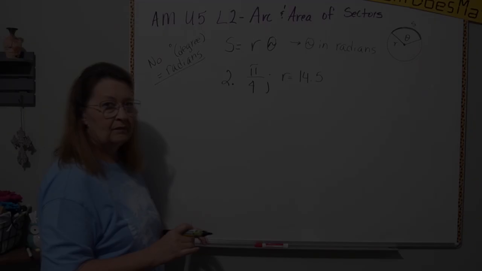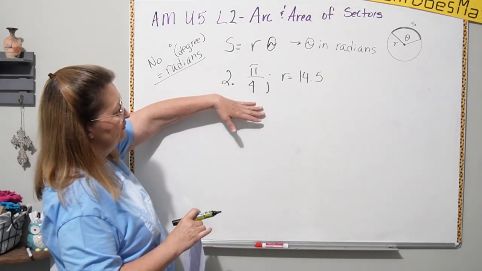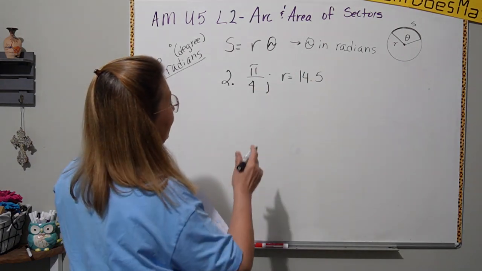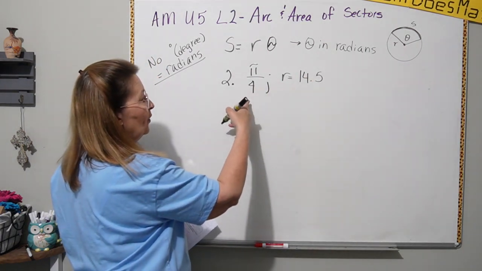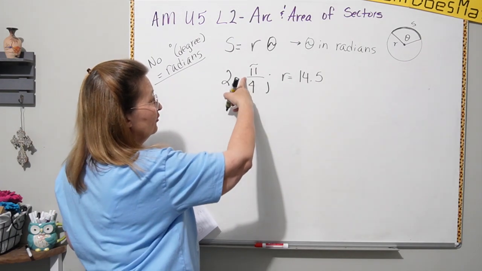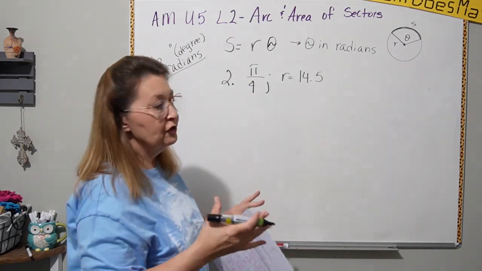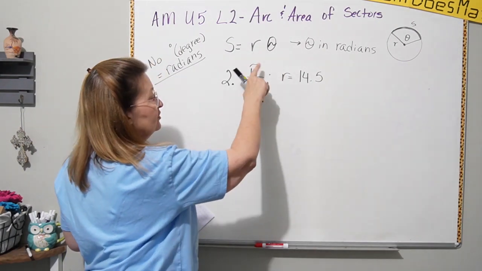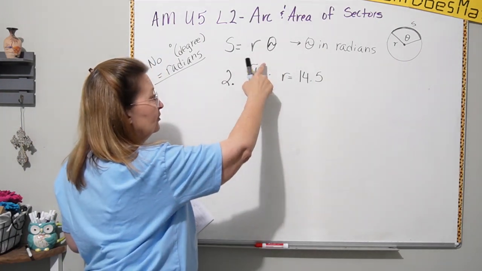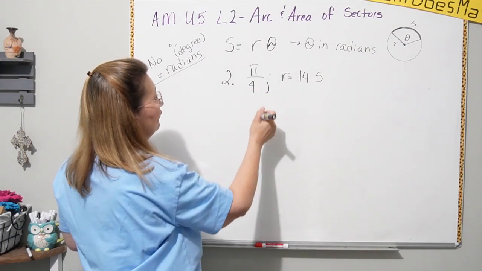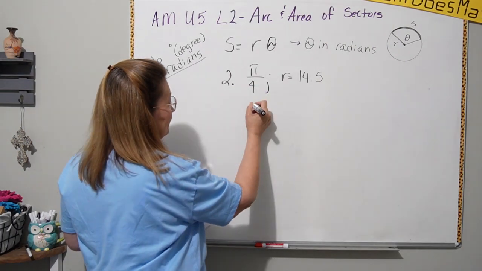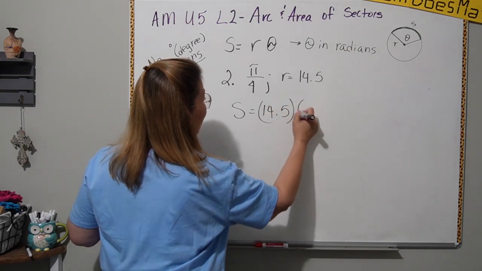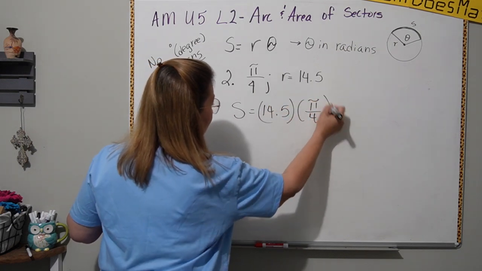Okay, here's number 2. We're given pi over 4 for our angle, our intercepted angle, and this is already in radians. The way I know it's in radians is the first tip off is that there's a pi. That usually means it's in radians, but not always. But the deciding factor is that there is no degree symbol. So if there's no degree, it's in radians. According to our formula, now we're going to multiply the radius, which is 14.5 times pi over 4.